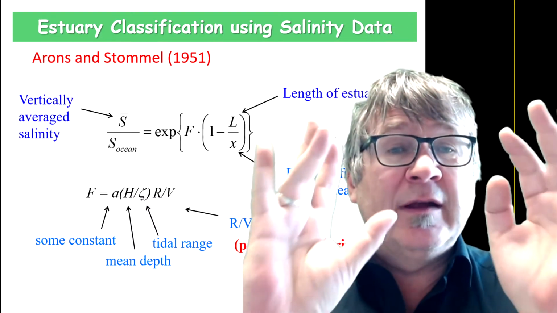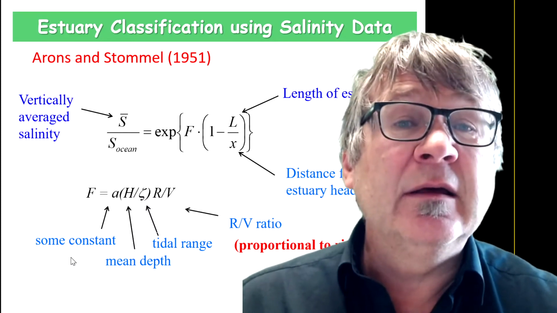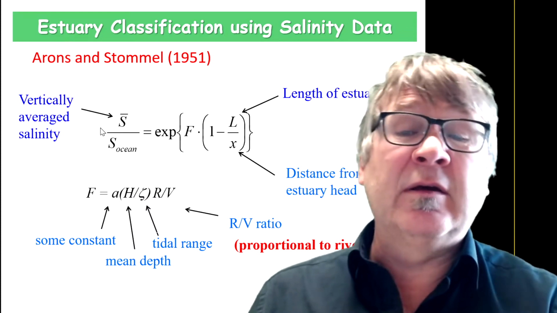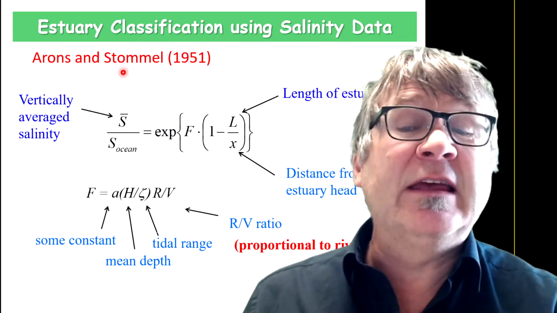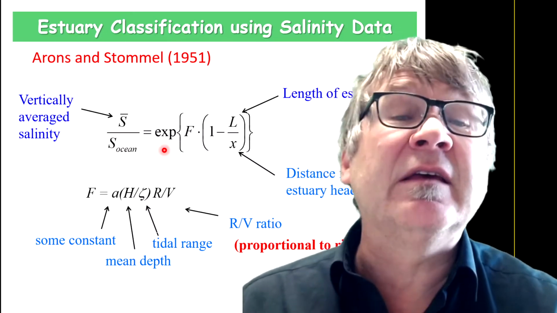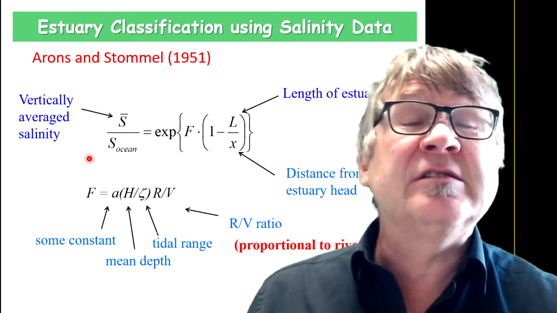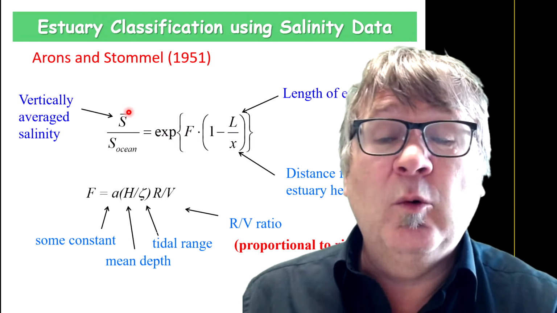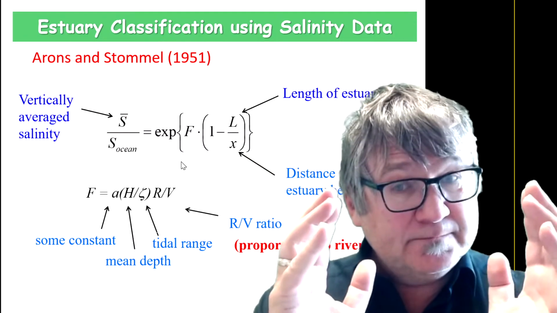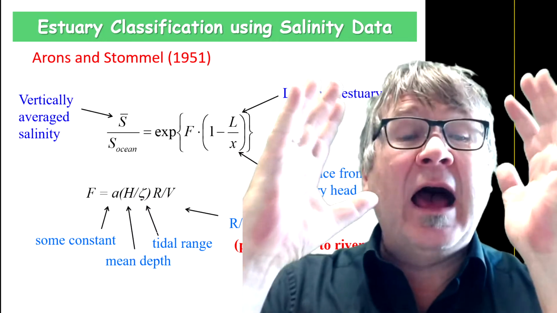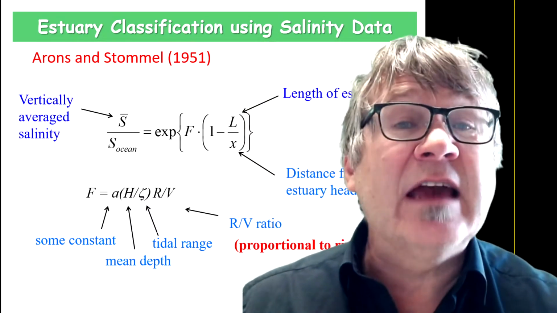So what's in there? There are two variables. One is the salinity ratio, which we discussed before. It's the vertically averaged salinity divided by the seawater salinity, and this depends on the location. Where is location? On the right-hand side is an exponential function, and it has an argument. Inside the argument, there's the other variable.